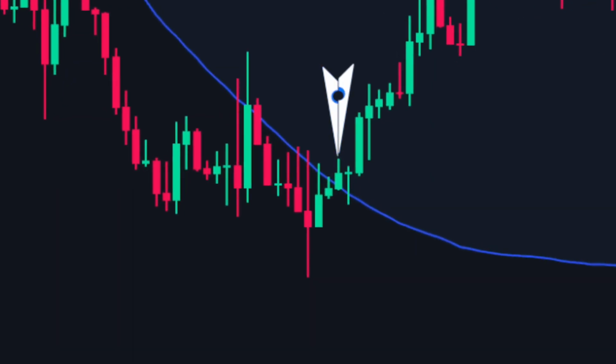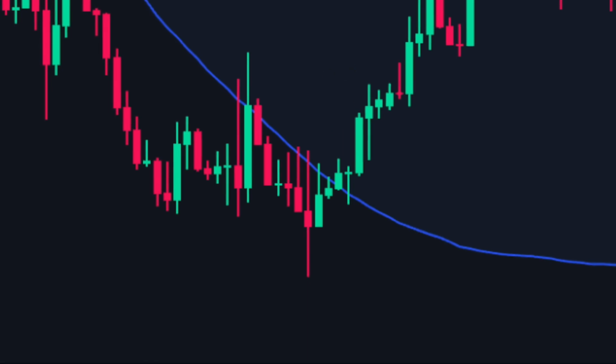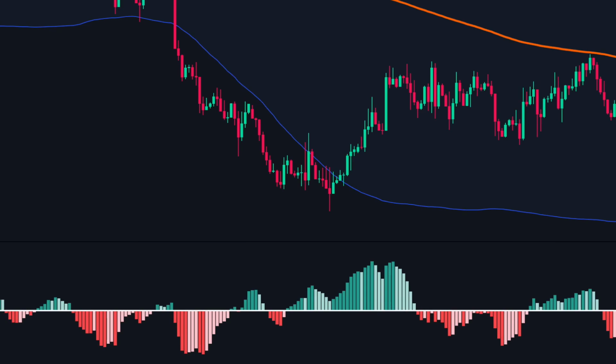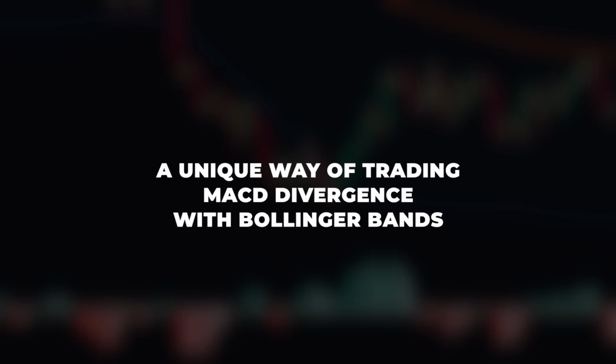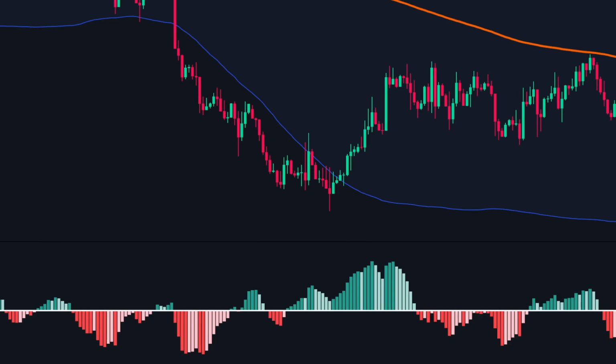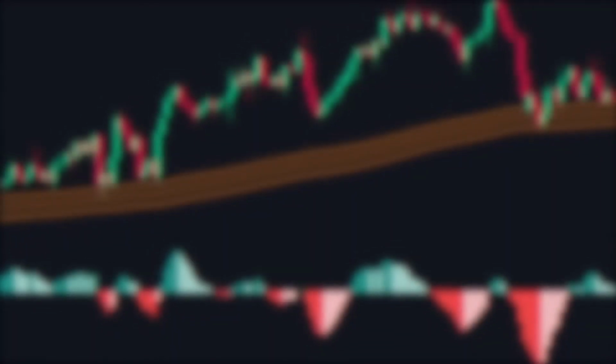Our buy entry occurs as the price closes above the lower band on this candle. As you can see, the price shot up after our entry. So this was a unique way of trading MACD divergence with Bollinger Bands. Now, moving on to the trend trading strategies.